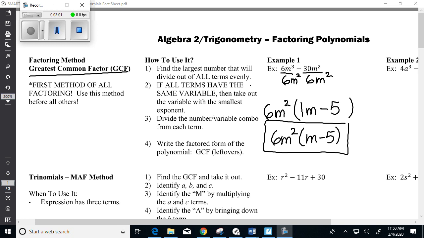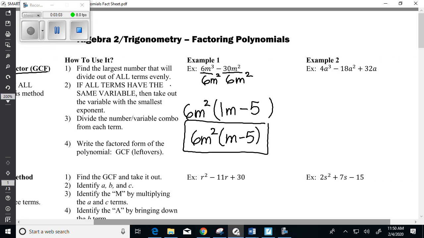So let's do one more example of this type. 4a to the third minus 18a squared plus 32a. So the same rules apply. You look at each term and ask yourself what is the biggest number that can divide out. Sometimes that number will be 1. In this case, we can divide out 2 from every single term.